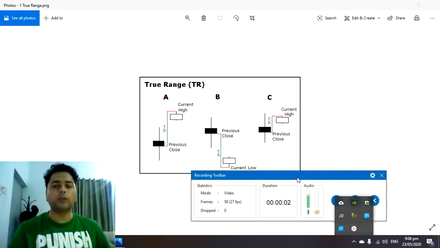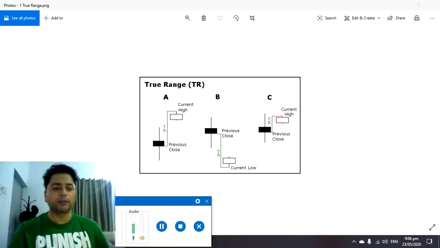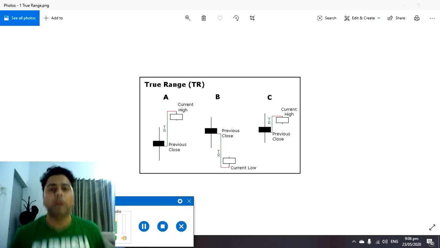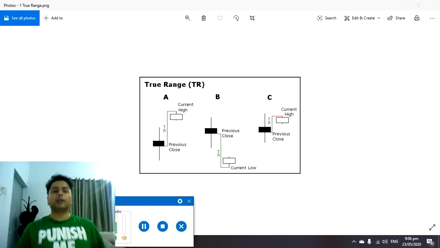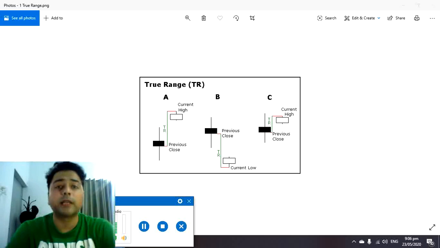Hello and welcome. Today we are going to learn about a technical indicator known as average true range. Developed by J. Wells Wilder, average true range is an indicator that measures volatility and does not provide indication of price direction. Wilder started with a concept called true range, which is defined as the greatest of three methods.